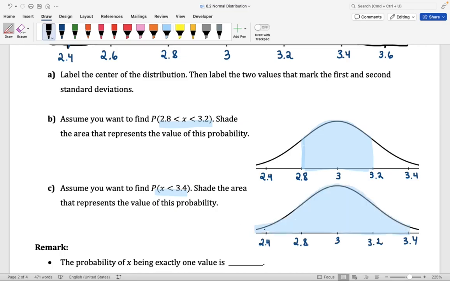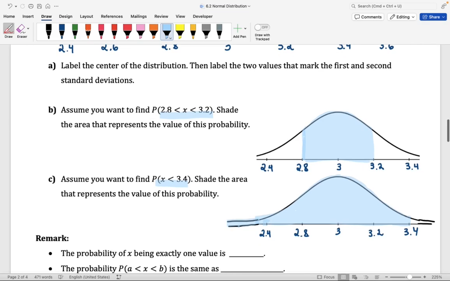And remember, this curve keeps going on the left and right. It keeps going and it never touches the horizontal axis. So we're also including that area all the way to the left side of the graph. Again, this keeps going towards negative infinity and positive infinity. We do have less area on the tails.